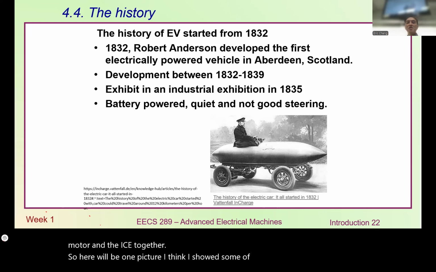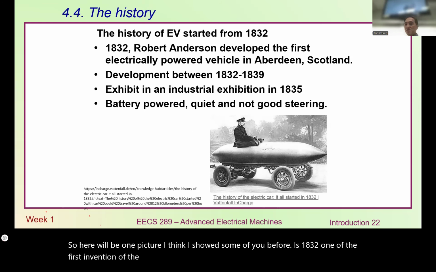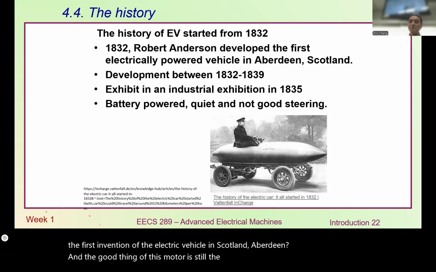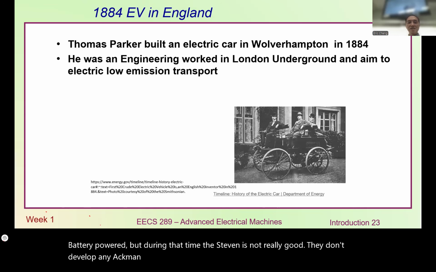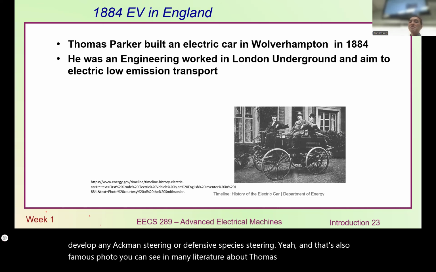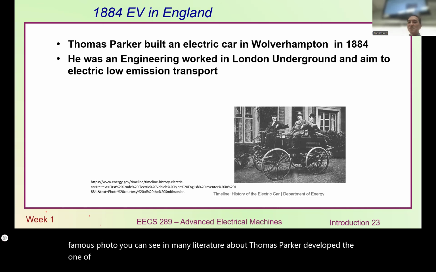This is 1832, one of the first inventions of the electric vehicle, in Aberdeen, Scotland. The good thing about this motor is still the same: quiet, battery powered. But during that time, the steering was not very good. They hadn't developed any Ackerman steering or differential speed steering yet. There is also a famous photo you can see in many literature of Thomas Parker, who developed one of the first electric vehicles in Wolverhampton, near London, in 1884.